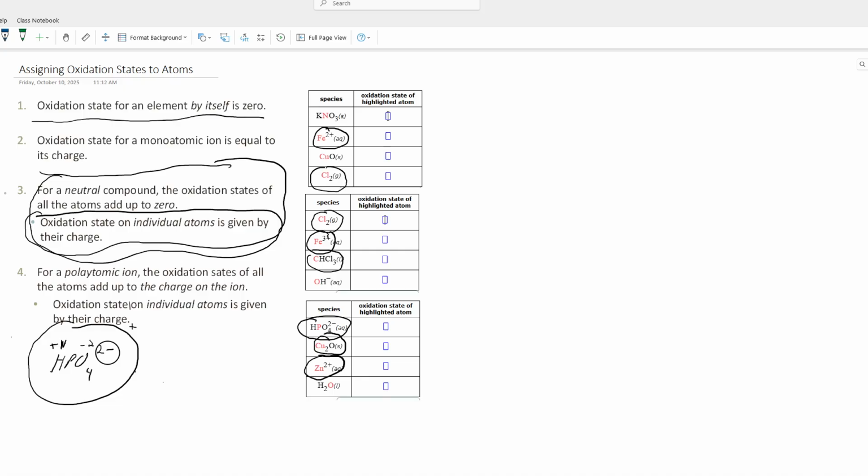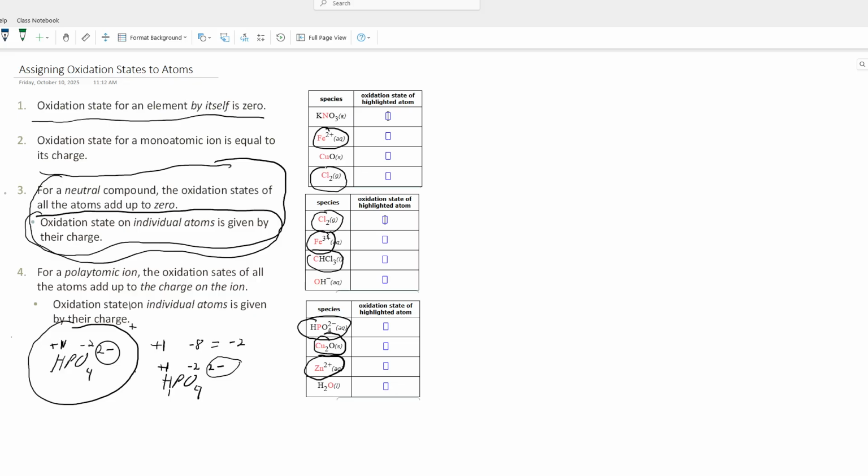Okay, let's do that then. So let me just write it over here. HPO4 2-. I already said this is a -2. I already said this is a +1. I'm going to give you a second to think about what that phosphorus could be. But let's do just my accounting rules up top. So 4 times a -2 is a -8. 1 times a +1 is a +1. Now the sum of these has to equal -2 because that is the charge on the polyatomic ion.